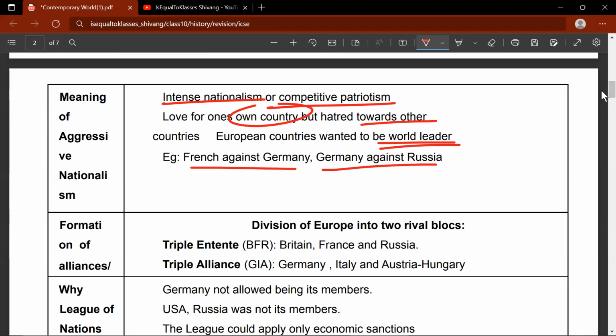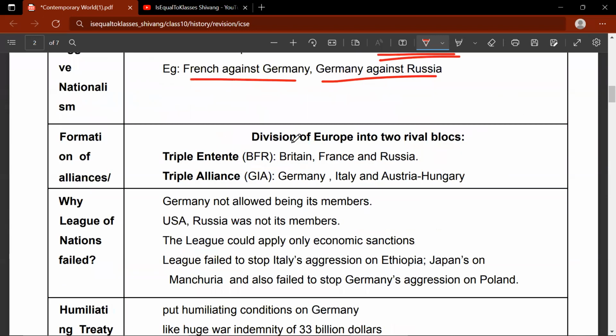Okay, let's move on. Formation of alliances: division of Europe into two rival blocs, the Triple Entente and the Triple Alliance. The Triple Entente was Britain, France, and Russia, and the Triple Alliance consisted of Germany, Italy, and Austria-Hungary. Note that Italy didn't play any active role in the Triple Alliance because in 1915, when it saw that the tide was turning against the Triple Alliance, it broke the treaty and joined the Triple Entente.